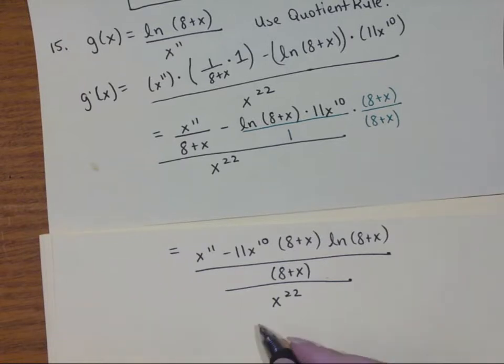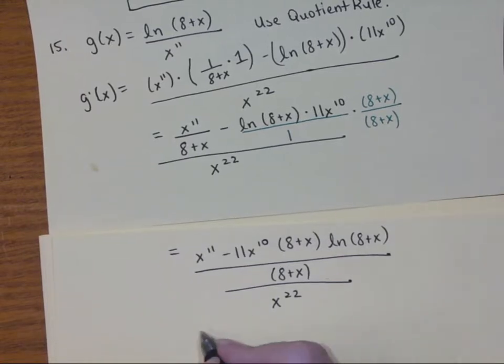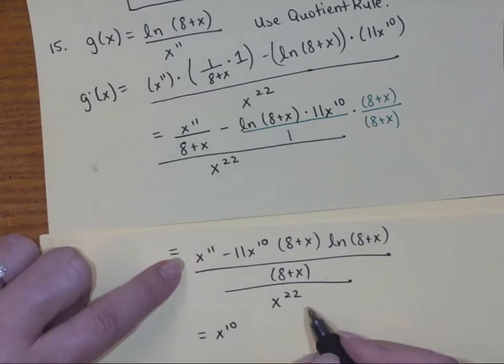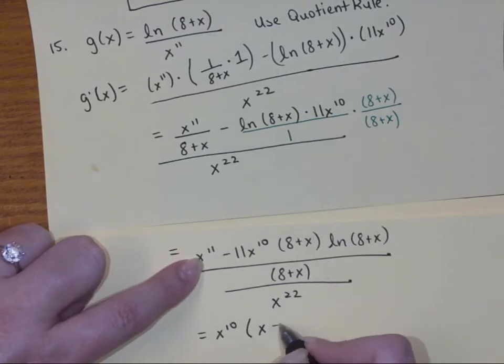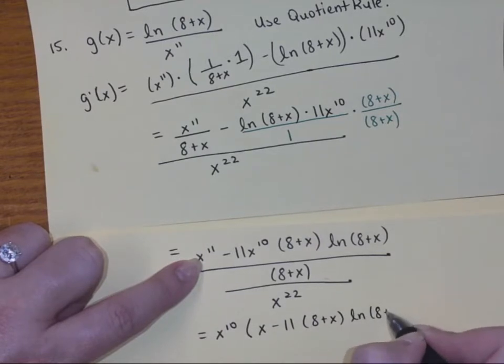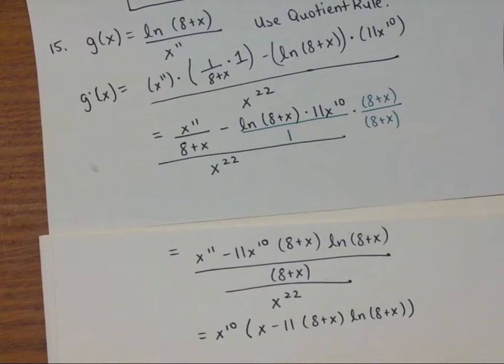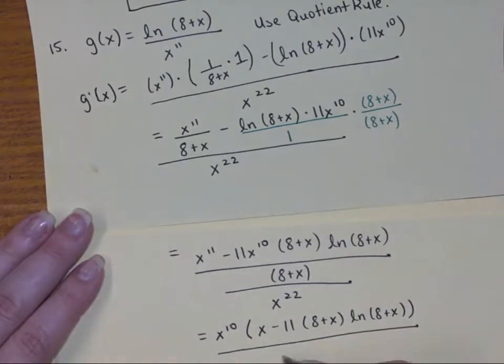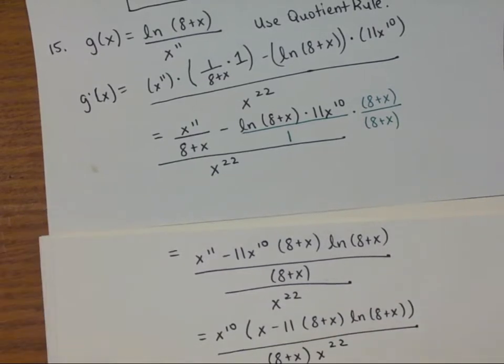Okay, so now let's see if we can figure out something that these have in common. So let's just play with the top. Notice they have an x to the 10th in common. So if you factor out an x to the 10th, you're going to get x minus 11 times 8 plus x, and then the natural log of 8 plus x. And then I'm going to combine these denominators together. In other words, these are both in the denominator, so I'm allowed to combine them as such.